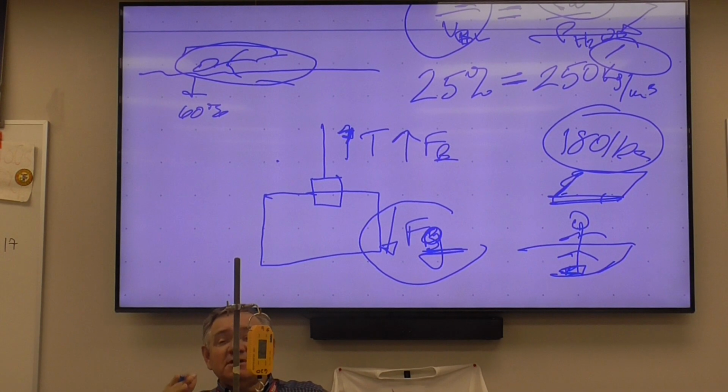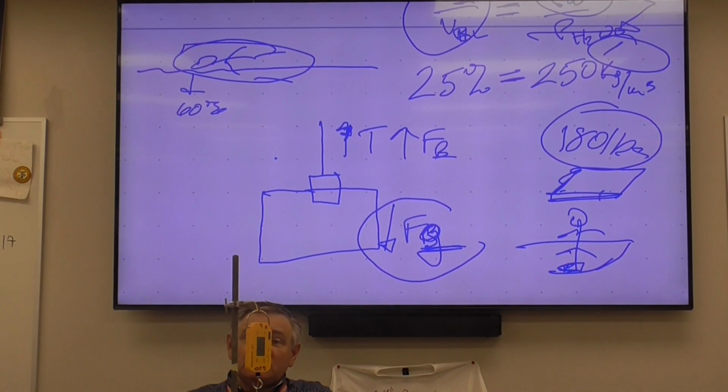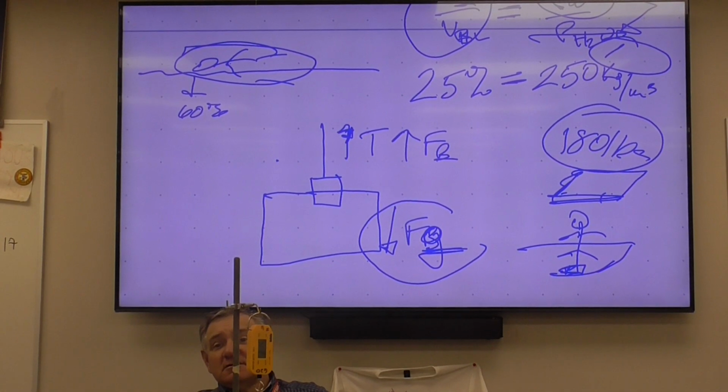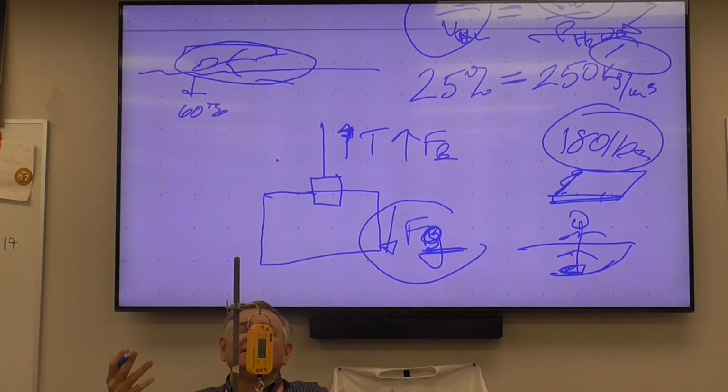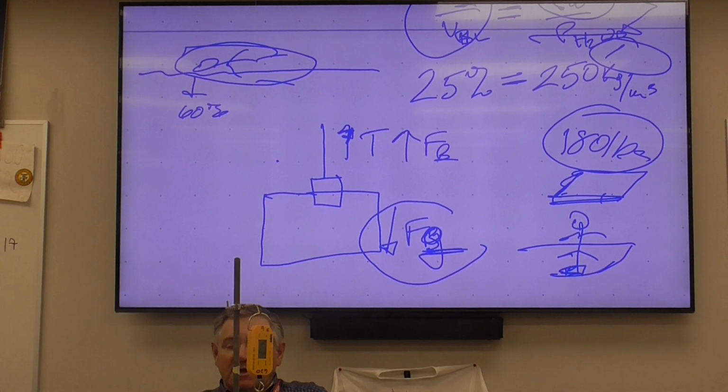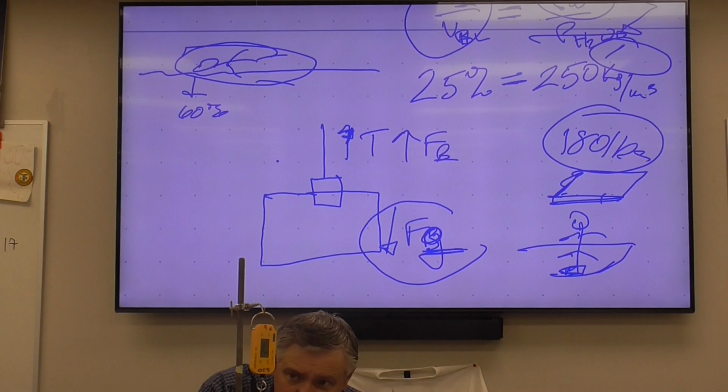Now, did you actually lose weight? No, you can lose mass. But why did the reading on the scale go down? More of a buoyant force. Now, on this one, I'm going to completely submerge the iron block.